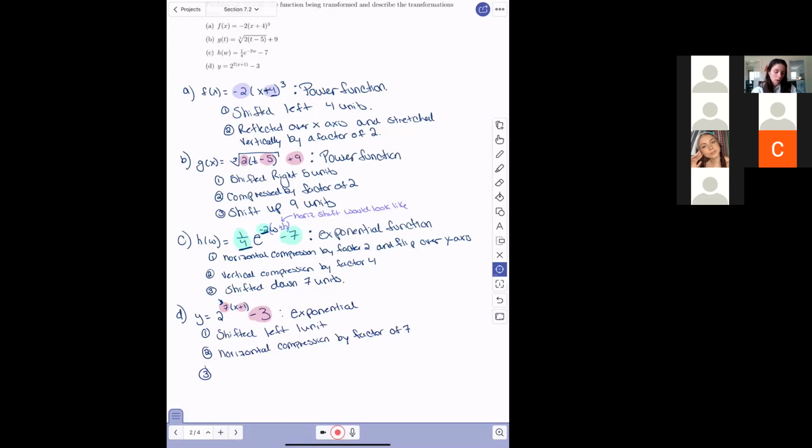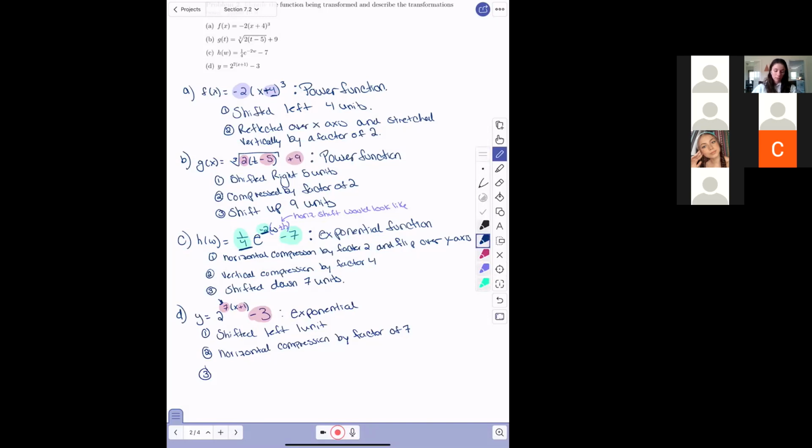horizontal, since we're plugging everything into where the input goes, or we're adjusting the input value, we take the opposite of that. So when we multiply the input by a whole number, we're compressing. And when we multiply the input by a fraction, we're stretching. So it's just opposite. All right, thank you.